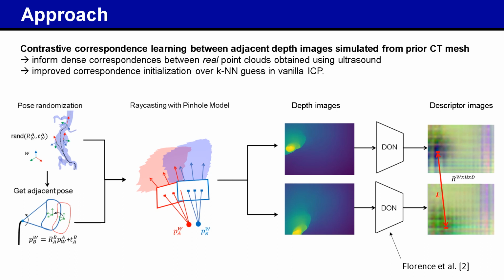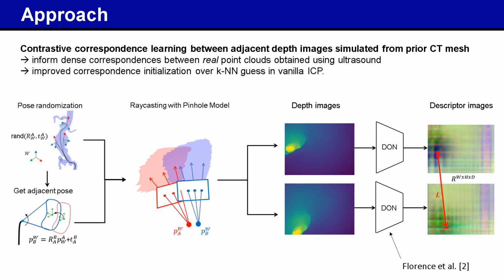Therefore, I propose the use of contrastive correspondence learning between adjacent depth images simulated from a prior CT mesh. These correspondences will be used to inform registration tasks on real ultrasound point clouds representing successive poses of the robot. Prior to intervention, the surgeon would run the following data generation pipeline.